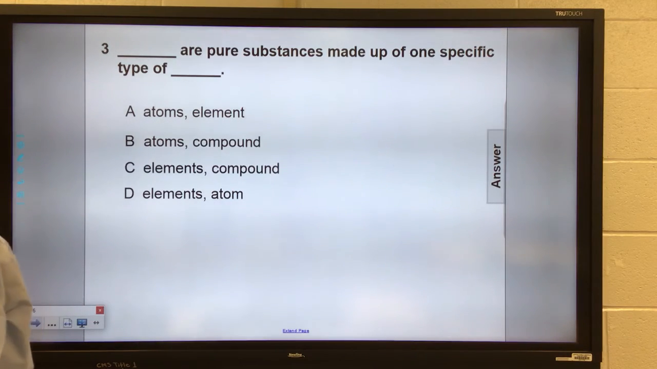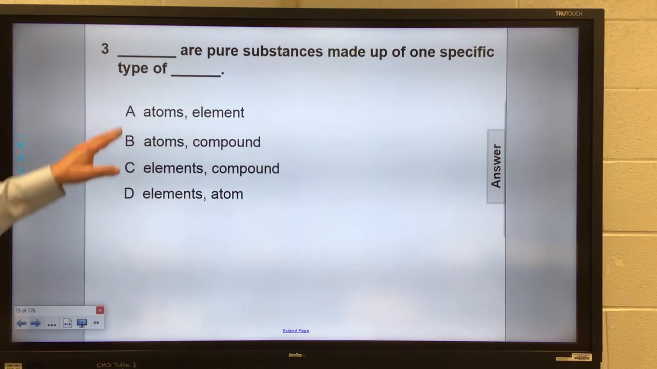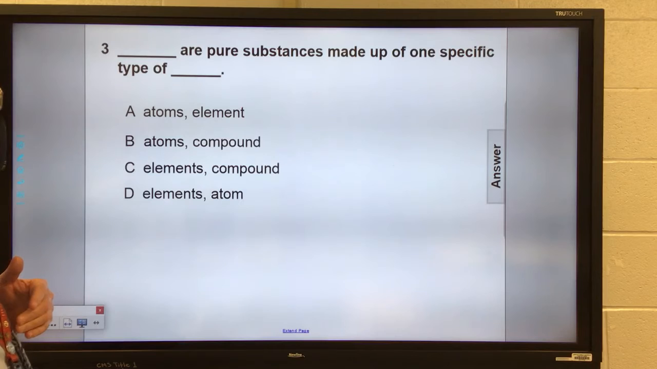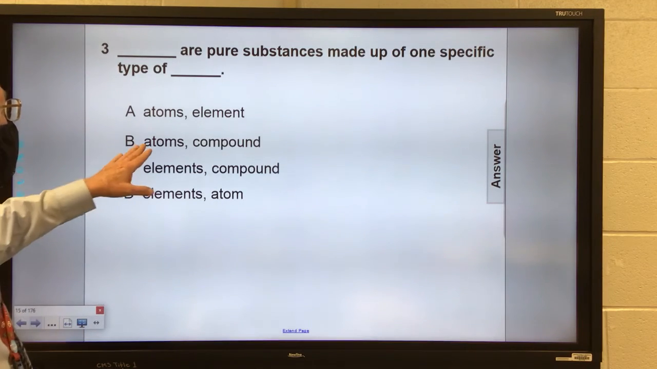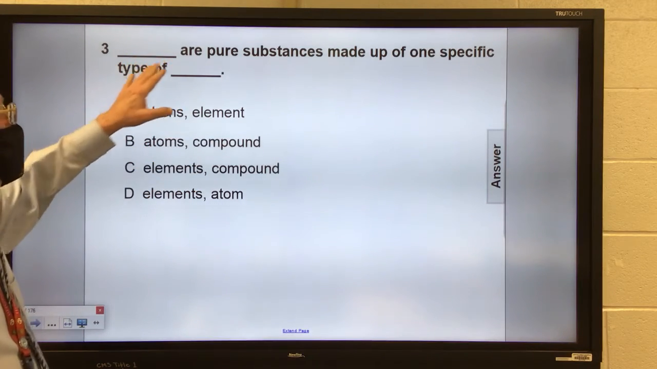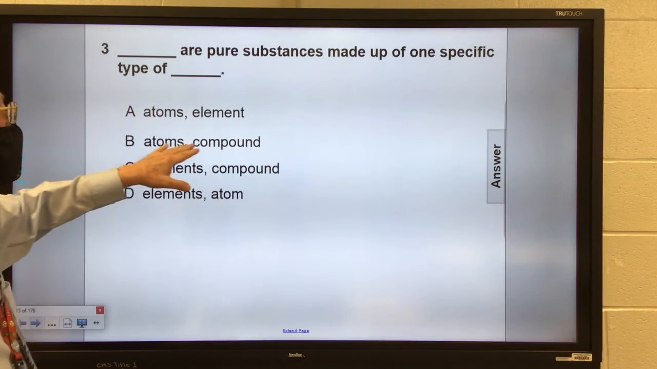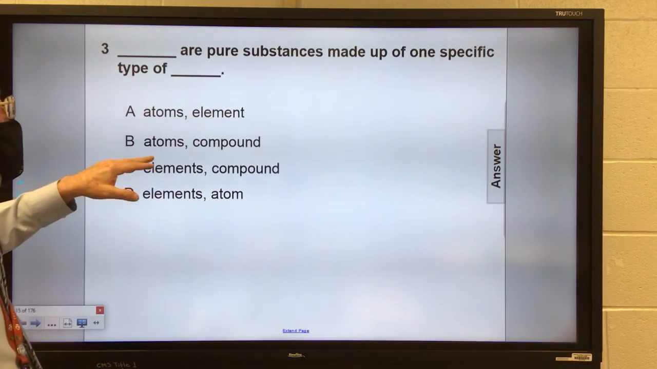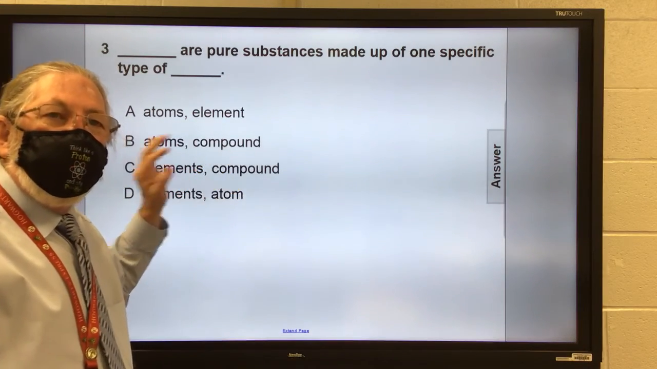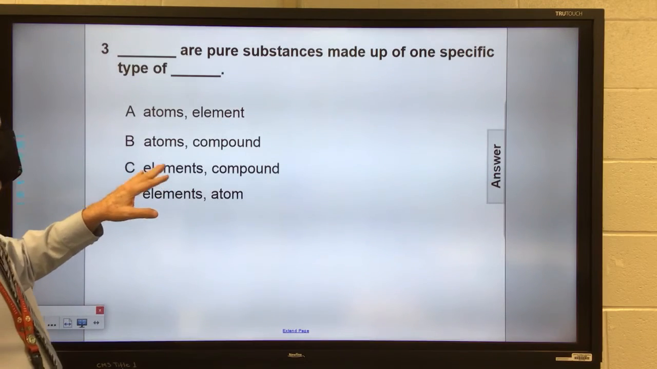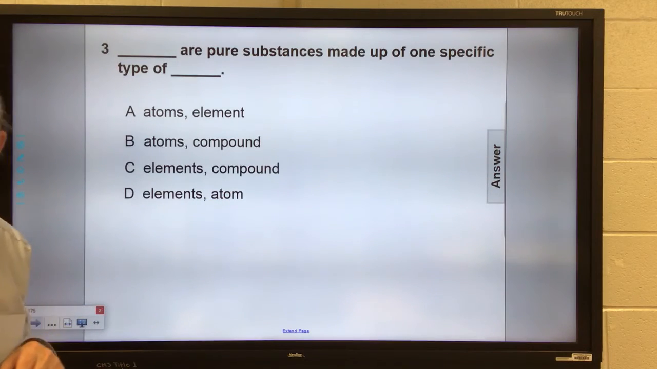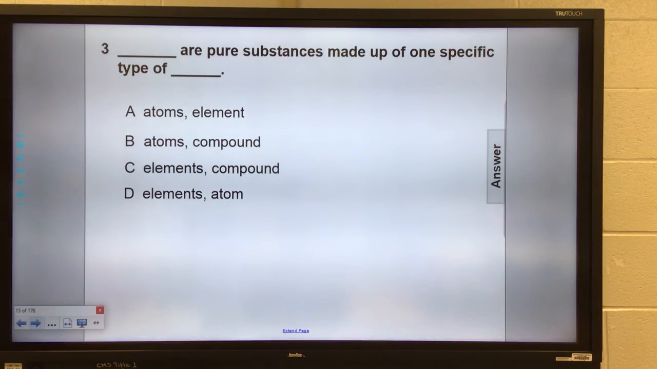Anybody got an idea? Who wants to guess? Would it be atoms or pure substances made up of one specific type of element? Or is it atoms or pure substances made up of one specific type called compound? No. How about elements or pure substances that are made up of one specific type of compound? Or is it elements or pure substances that are made up of one specific type of atom? It's either B or D. What do you say, B or D? Narrow it down for me.